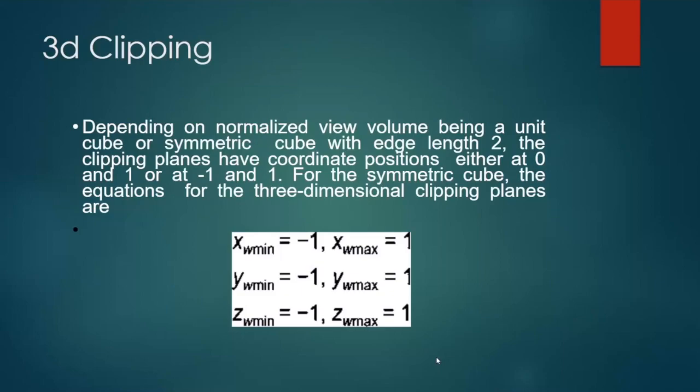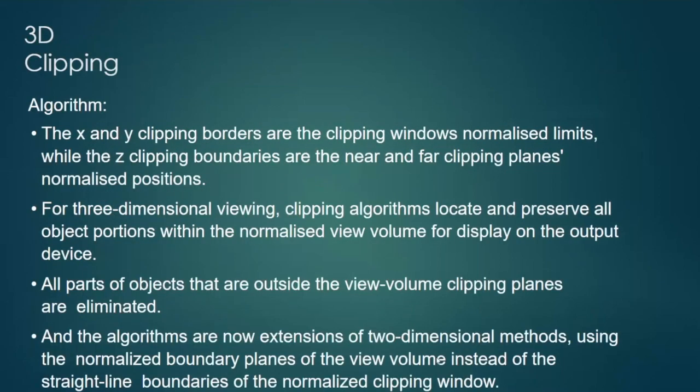The x min coordinate will be -1 and the x max coordinate will be 1. So y min will be -1, similarly y max will be 1, and similarly z min will be -1 and z max will be 1. So in 3D clipping algorithms, the x and y clipping boundaries, as earlier stated, are the clipping window's normalized limits, and the z clipping boundaries are the near and far clipping planes' normalized positions.